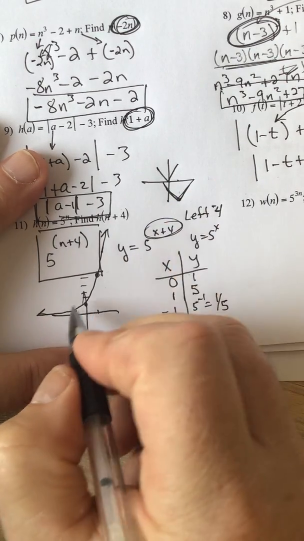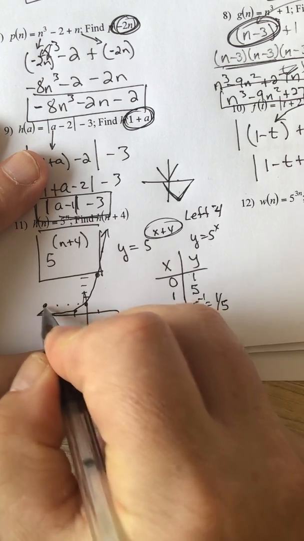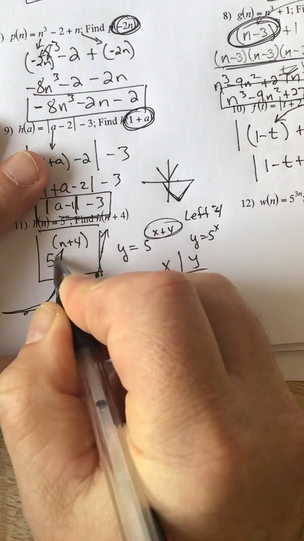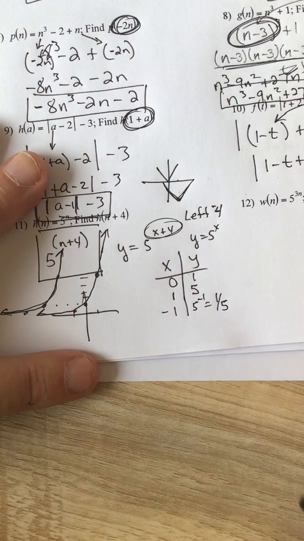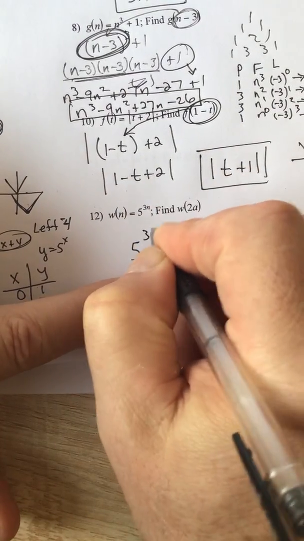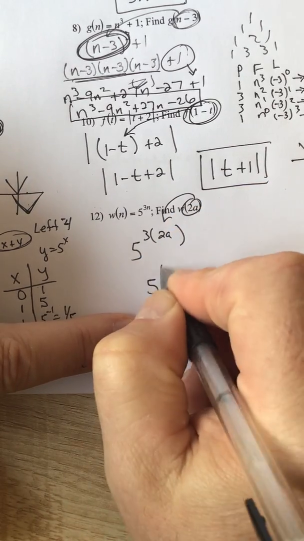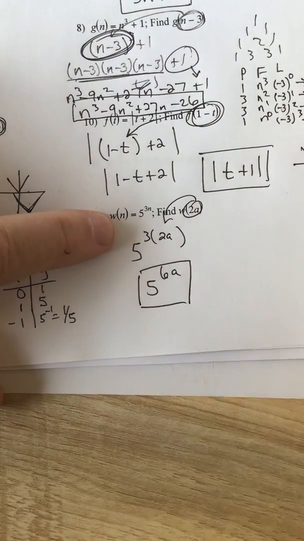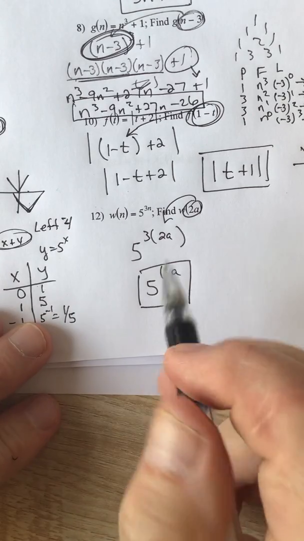And now we shift it to the left 4. So all these dots will be to the left 4. 1, 2, 3, 4. That's what that's doing. Just like the absolute value, it's just a different kind of parent shape that's been shifted to the left 4. Okay, and then lastly, so this one's 5 to the 3 whatever, and this is what goes in there. So that becomes 5 to the 6a. So it's going to look similar to that one, but you don't have to care. That's w to the n evaluated at 2a.